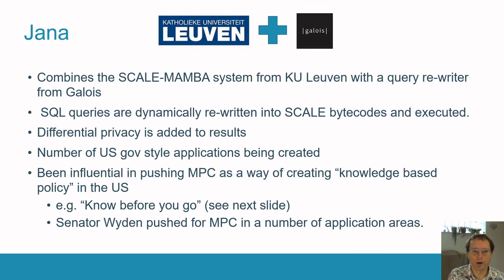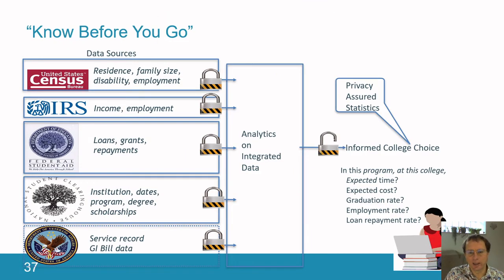We looked at a number of applications in US government in this, mainly about knowledge-based policy. For example, we could look at Know Before You Go. We've already mentioned Senator Wyden pushing this in a number of applications in the US. The Know Before You Go Act was a way of trying to get data to students before they go to university, with information about the course outcomes.